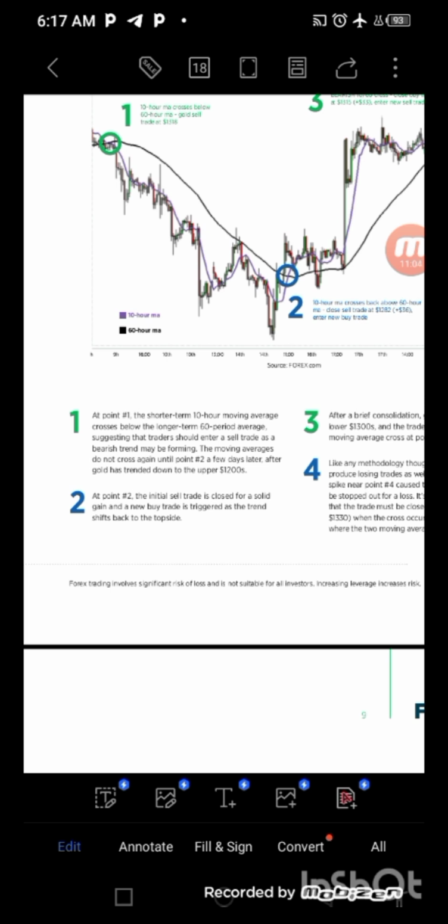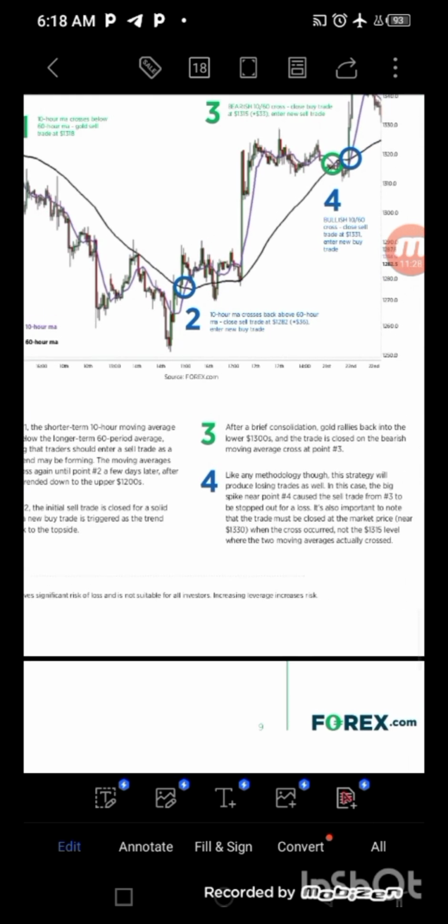The moving averages did not cross again until point H2, a few days later, after gold had trended down to the upper 1,200s. At this point, the initial sell trade is closed for a solid gain and a new buy trade is triggered as the trend shifts back to the topside. After a brief consolidation, gold rallied back into the lower 1,300s and the trade is closed on a bearish moving average cross at point H3.